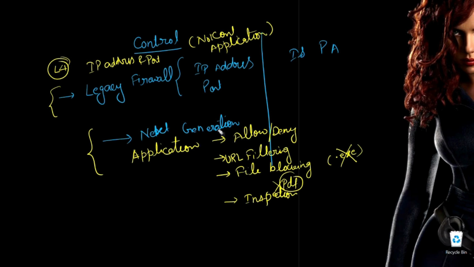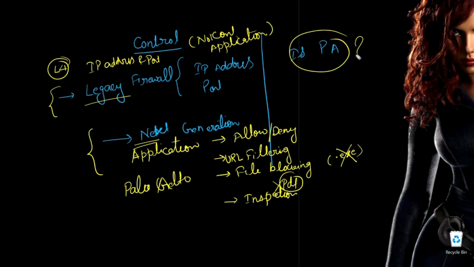So basically our Palo Alto firewall falls in this category, next generation firewall. So that is the answer to your interview question: what is a legacy firewall, what is a next generation firewall, and what is the difference between them. Another question was whether Palo Alto is a legacy firewall or next generation firewall. Now you are able to answer that question.